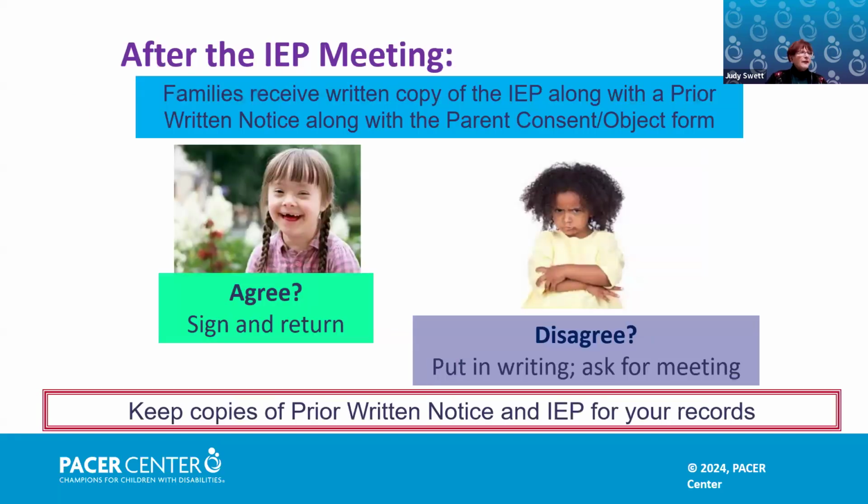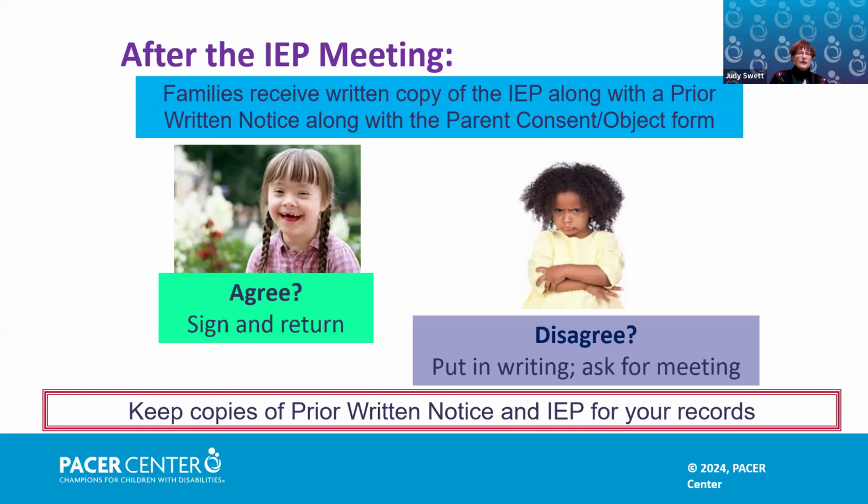After the IEP meeting, families will receive a written copy of the IEP along with a prior written notice, which contains the parent consent or objection form. If you agree with the IEP you get home, note that sometimes, between the IEP team meeting and the written copy, there are some tweaks made by the special education staff. So it's important that parents read through the entire IEP, even though they feel like, well, this is something we discussed at the meeting, so I'm sure it's okay.